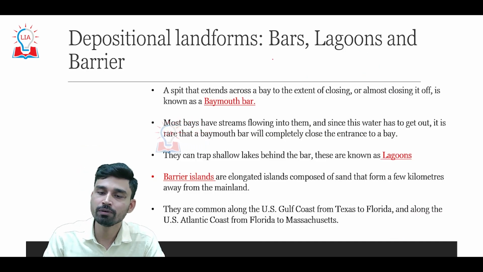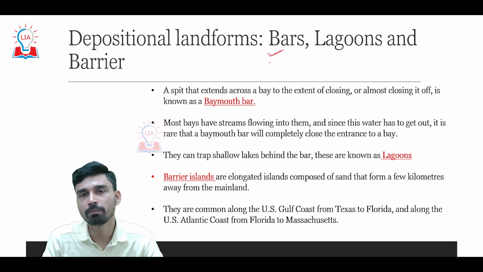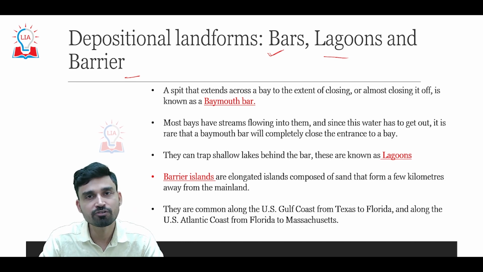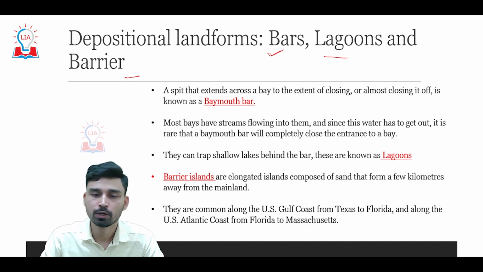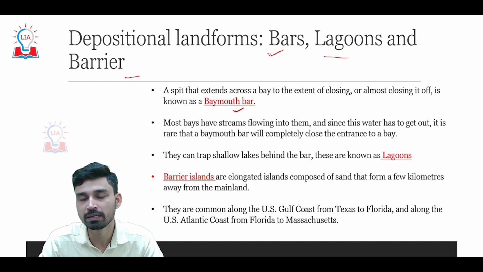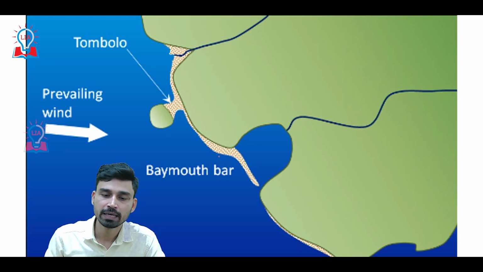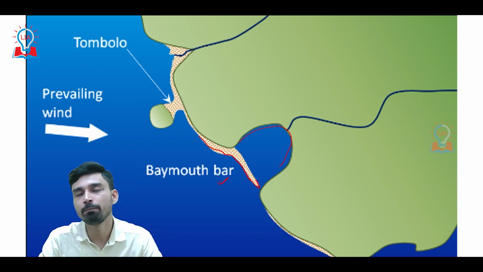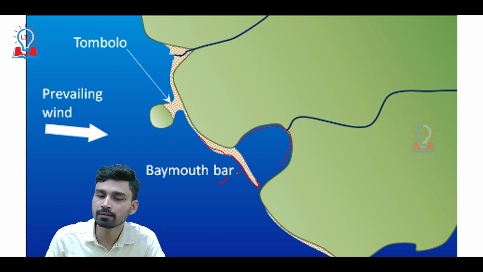Not only that, we also have the development of features such as bars or bay mouth bars, lagoons and barriers in the coastal areas. So let us try to understand each of these one by one. First of all, a bay mouth bar develops due to continuous extension of the spit island. What generally happens is that if a spit island is growing in such a manner that it is able to enclose a bay partially or fully, in that case it is referred to as a bay mouth bar because it is situated at the mouth of the bay.